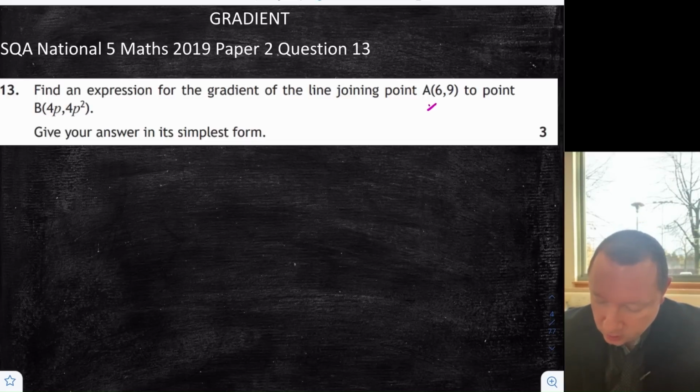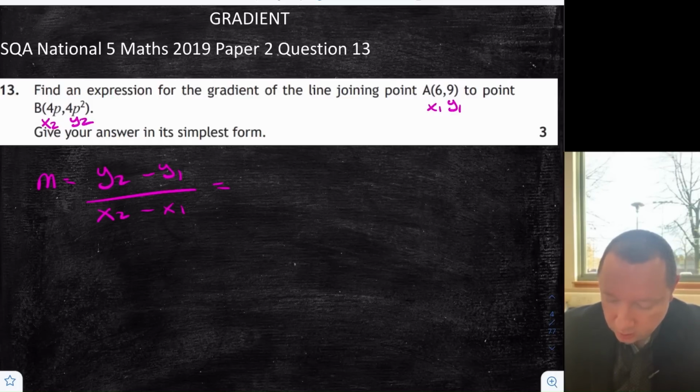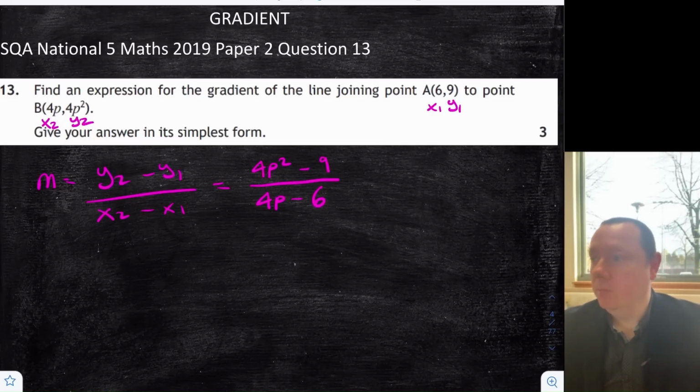So A is x1 and y1, and then we've got x2 and y2. So m is y2 minus y1 over x2 minus x1, which equals 4p squared minus 9 on the top, and x2 is 4p minus 6 on the bottom. You'll get a mark just for substituting it in, but then we need to tidy that up so it's now become algebraic fractions. So we can factorise the top and maybe the bottom and then work on it there.